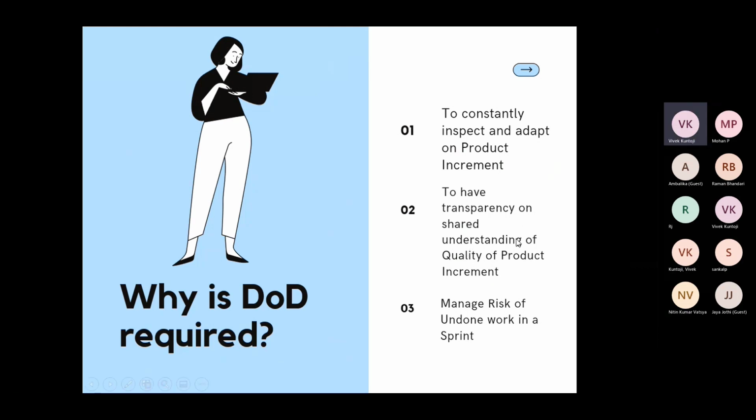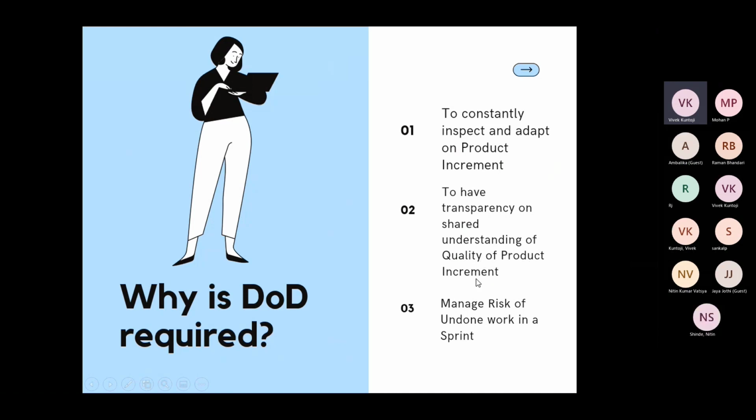Second is to have transparency on shared understanding of quality of the product increment. This is the purpose of DOD as per the Scrum Guide. It means that whichever work items contribute to the product increment, all of them should comply with this definition of done criteria. By complying with that, we are ensuring that quality standards are met. And with definition of done, we create that transparency: for this team, for this product increment, this is what a quality standard means. Everyone working towards that product increment should adhere to those quality standards. That is why it creates a shared understanding of the quality of a product.